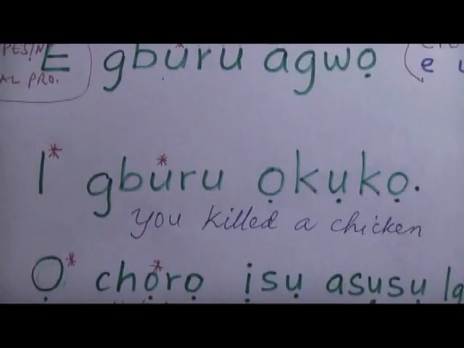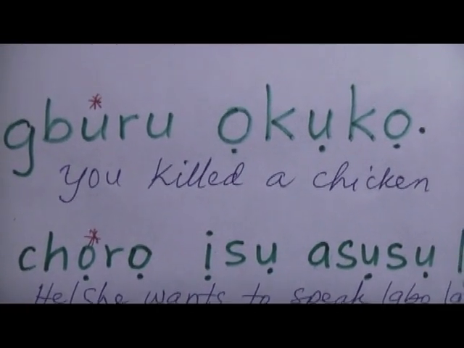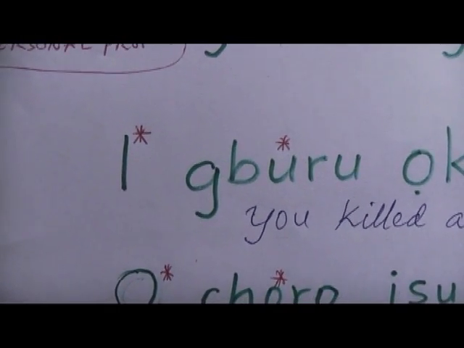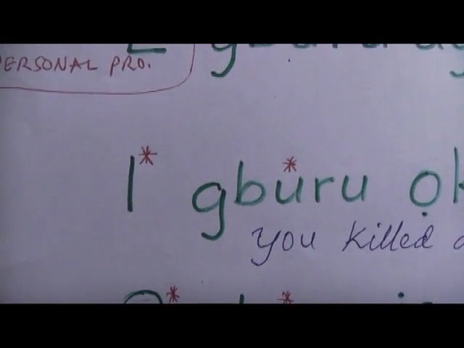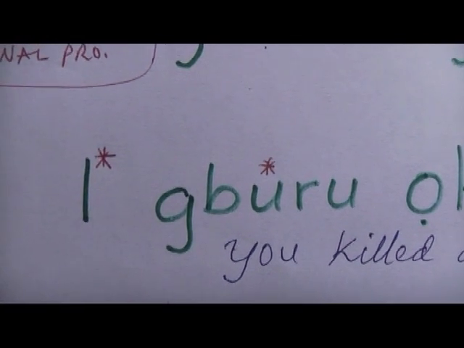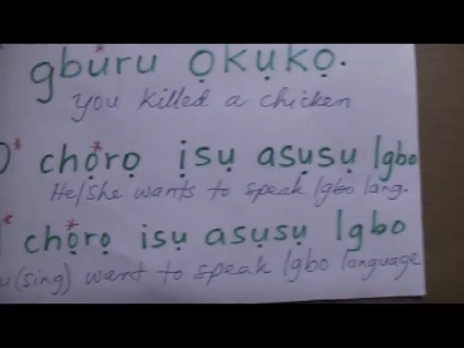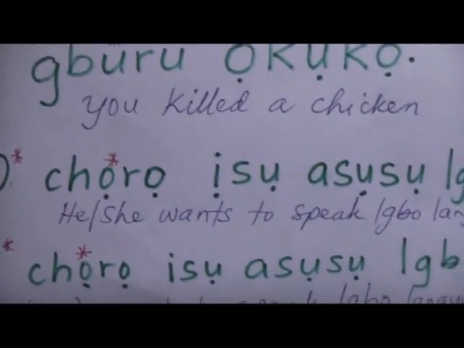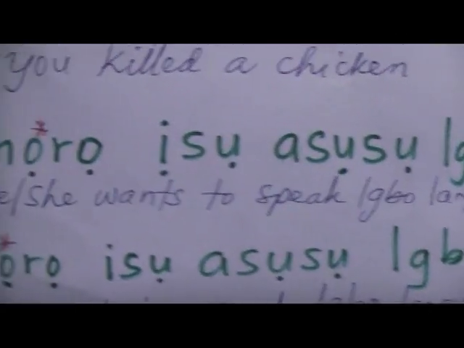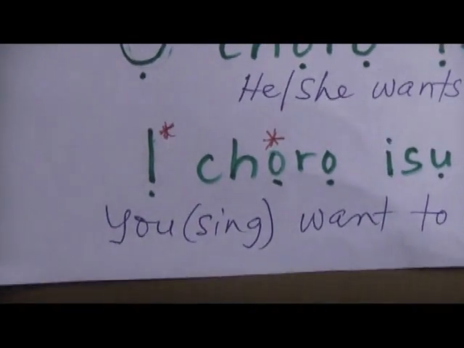Asụsụ Igbo dịkwa n'ụtọ. Here again, igburu ọkụkọ, which means you killed a chicken or you killed chickens. Can you observe that i, that personal pronoun, that is nnochi, a variant of gi, agrees with u? You see, ndakọrịta ụdaume once again. But here, ọ chọrọ ịsụ asụsụ Igbo, which is he or she wants to speak Igbo language. Can you observe that ọ agrees with ọ chọrọ? Ndakọrịta ụdaume.